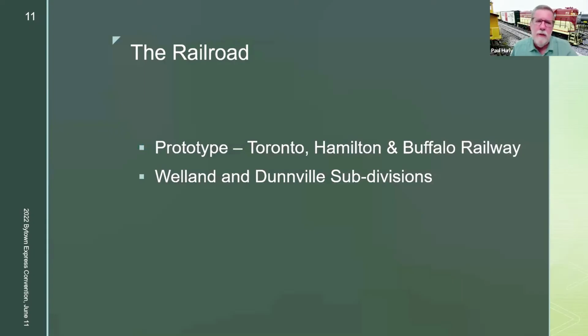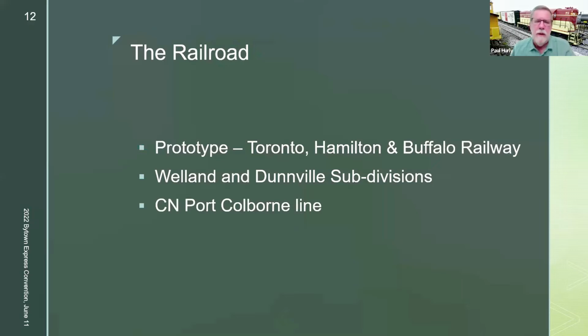So in my case, choosing the railroad was easy. Starting back in the 1980s, one of my sons said he would like to model the Toronto, Hamilton, and Buffalo Railway because our family hailed from the Niagara Peninsula. Initially, we included the Welland subdivision, and later in my current layout, we added the Dunnville subdivision. But many of you may be freelance modelers. So there's still, I think, lots of tips and ideas in terms of how you might research or go about getting the information that you need that you can take away from today's presentation.